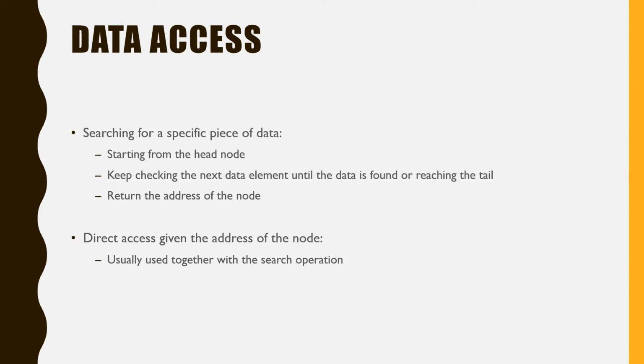The second type of data access operation is trivial. It is often used together with the search operation. For example, if we want to reduce the price of an item from $10 to $7, we can first search for 10, obtain the address for the item, and use the address to access the data and update the price.